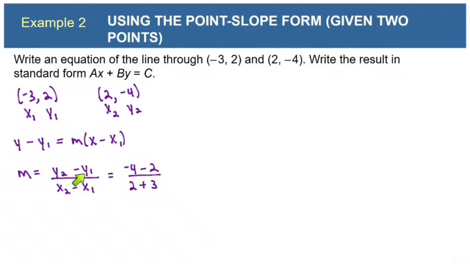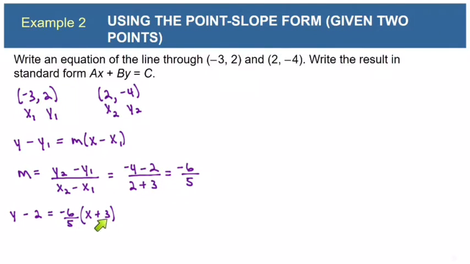That would be y2 minus y1, which is negative 4 minus 2, over x2 minus x1, which is 2 minus negative 3. So we're going to end up with negative 6 over 5. Now we can use this slope with either point we choose. We'll get the same answer either way. I'm going to use the first point. So it's going to be y minus the y that I know equals m times x minus the x that I know. And we'll just totally disregard that other point. So y minus 2 equals our slope times x minus negative 3.